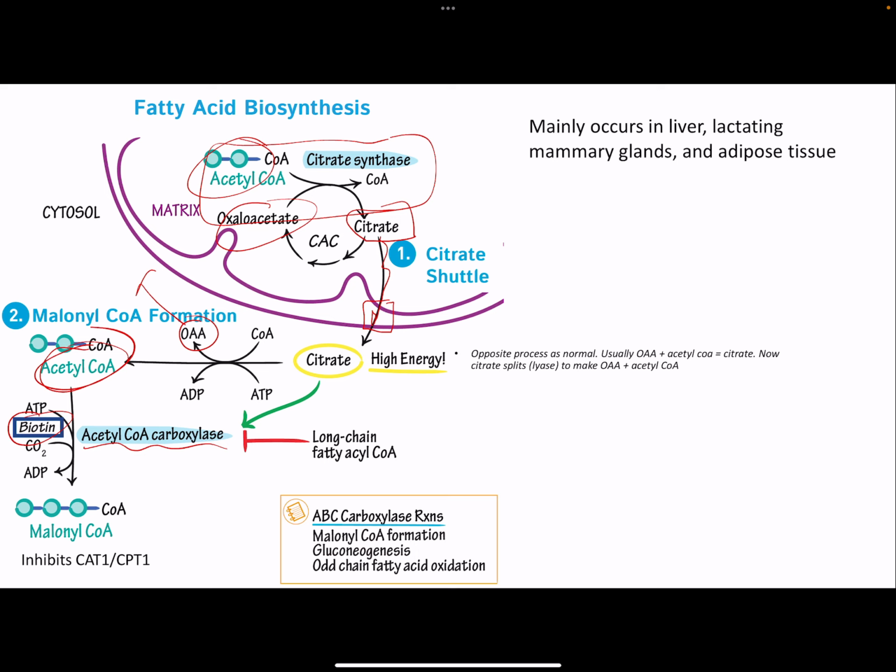Where are we making fats? The liver does any sort of metabolic thing, right? It can make fats, put them in VLDLs and send them into the rest of the tissues. Lactating mammary glands, for reasons I don't really understand. And then adipose tissue, obviously, that's the whole point. Let's just store the fats there.